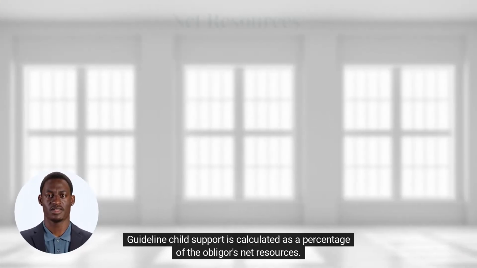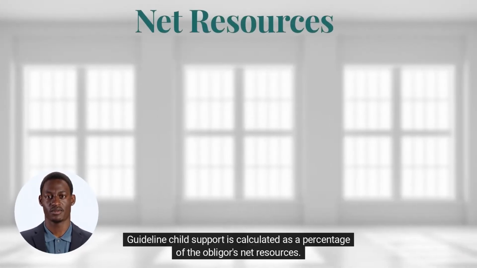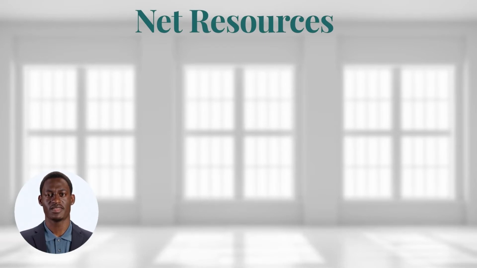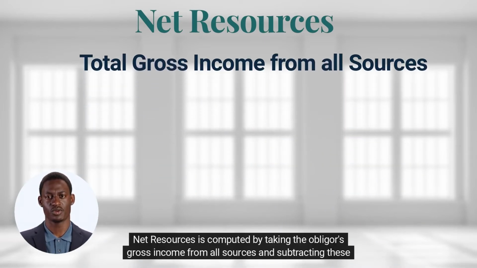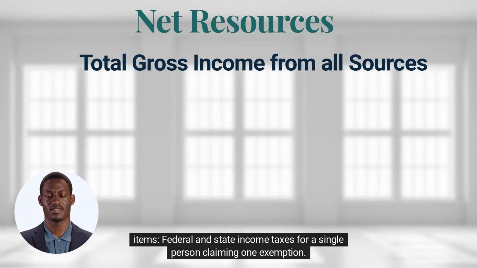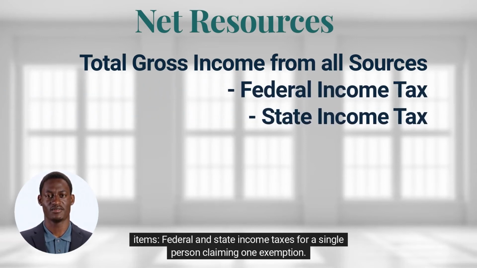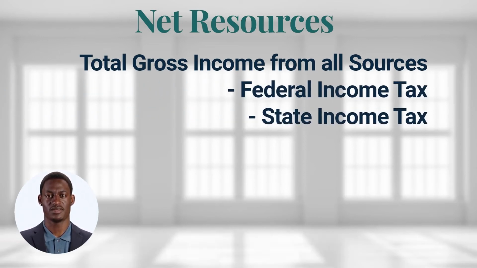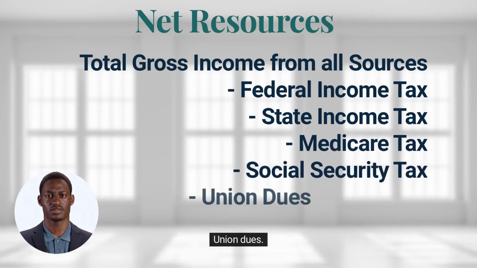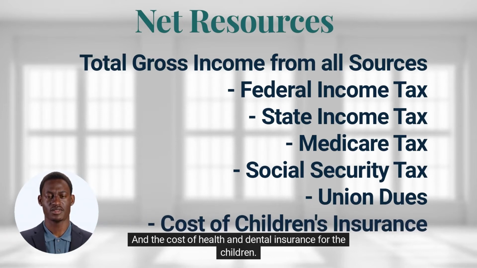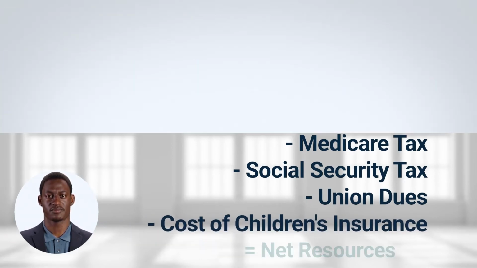Guideline child support is calculated as a percentage of the obligor's net resources. Net resources is computed by taking the obligor's gross income from all sources and subtracting these items: federal and state income taxes for a single person claiming one exemption, Medicare and Social Security taxes, union dues, and the cost of health and dental insurance for the children.